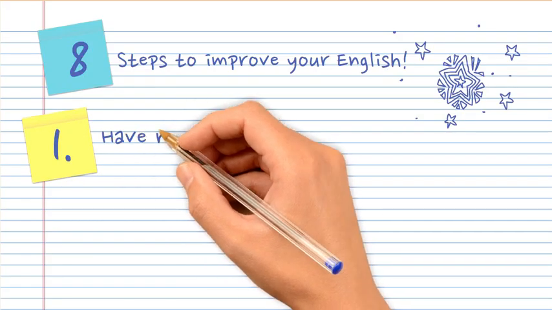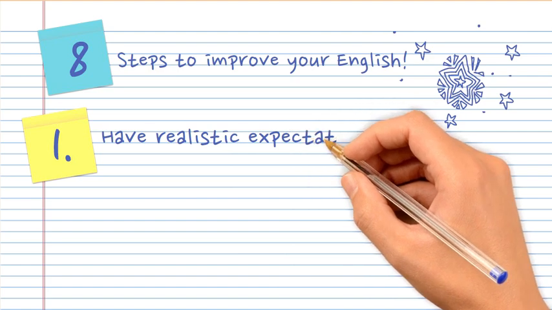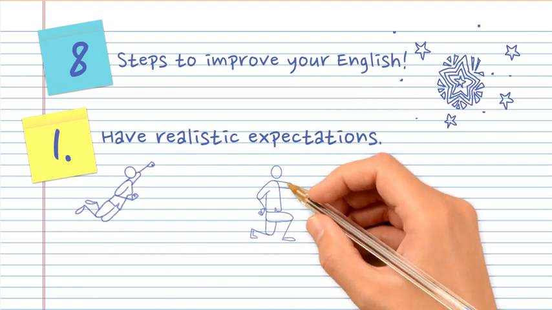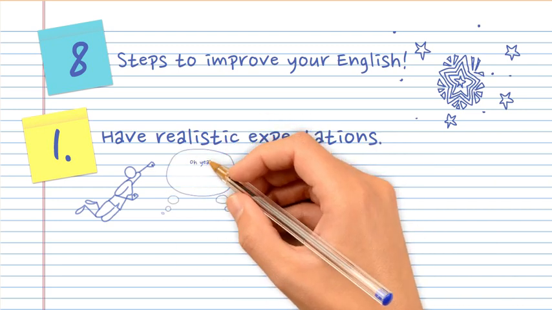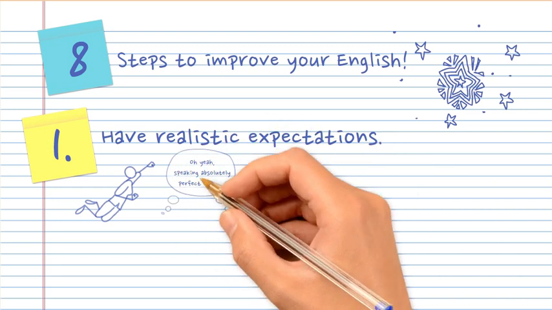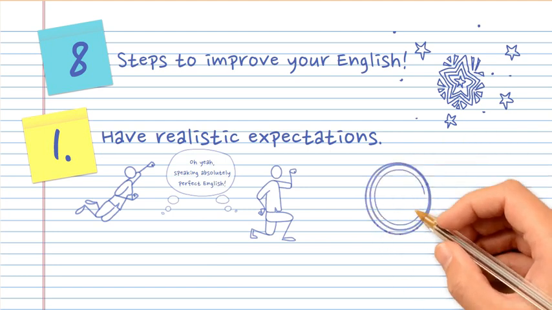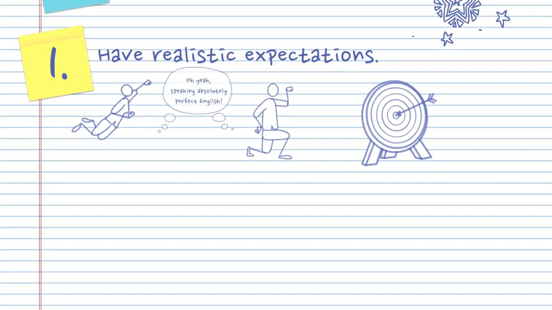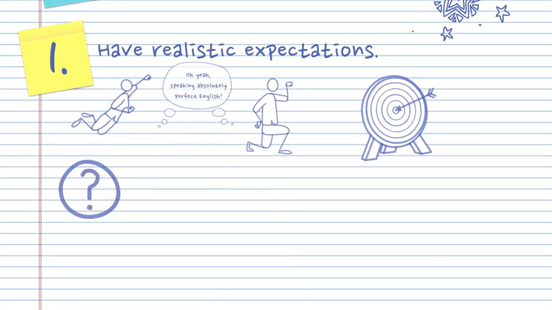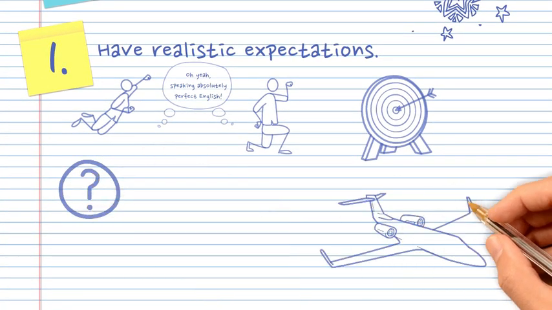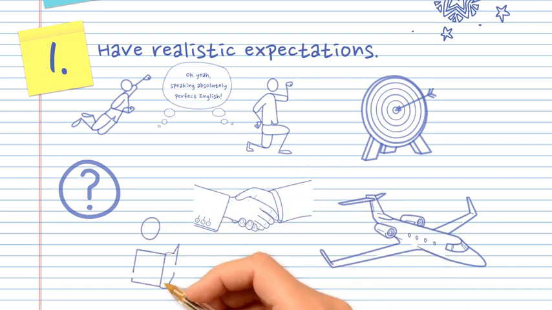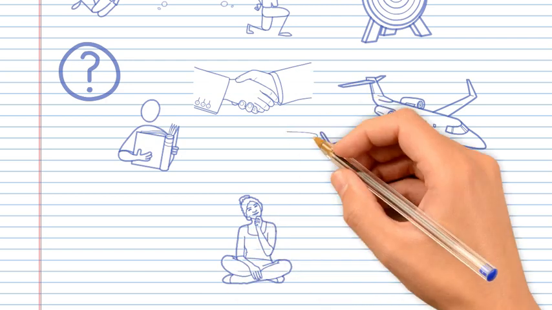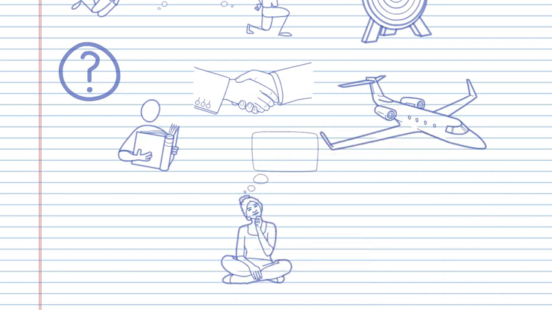Number 1, have realistic expectations. Many of my students say to me, I want to be a perfect English speaker. I want to talk like a native speaker. I suggest setting more specific and realistic expectations for yourself. What do you want to use English for? Travel, business, education overseas? Imagine yourself in the future using English.